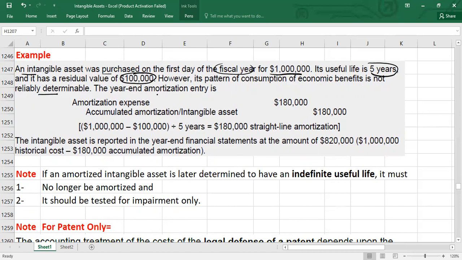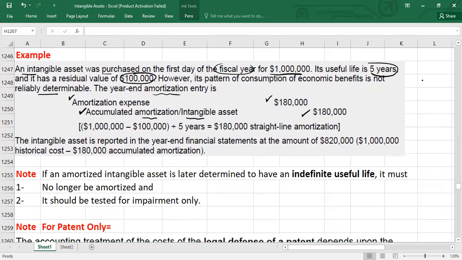The year-end amortization entry. First, you need to calculate the amortization. How will you calculate the amortization? You have cost of asset, which is 1 million, minus residual value, which is 100,000. It means the amortizable amount is $900,000. Simply you will divide over the 5 years. So you will get annual amortization expense on a straight-line basis of 180,000. And now what entry will you pass with this 180,000? You will debit the amortization expense, which you will take to the income statement, and you will credit the accumulated amortization or intangible asset with 180,000.